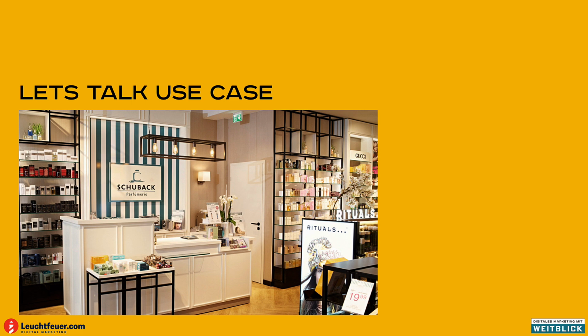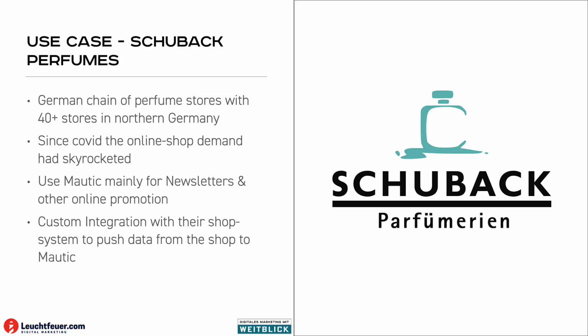The use case for today's talk is a German perfume brand called Schuback. They have about 40 plus stores in the north of Germany, in-person stores. I think it's 43 or 45, but I'm not 100% sure. And like a lot of brands with COVID, they had to rethink their strategy about how to sell their products, because with COVID, all their stores closed down, so their online demand has just skyrocketed. And they used Mautic mainly for newsletter and other sorts of online promotion.